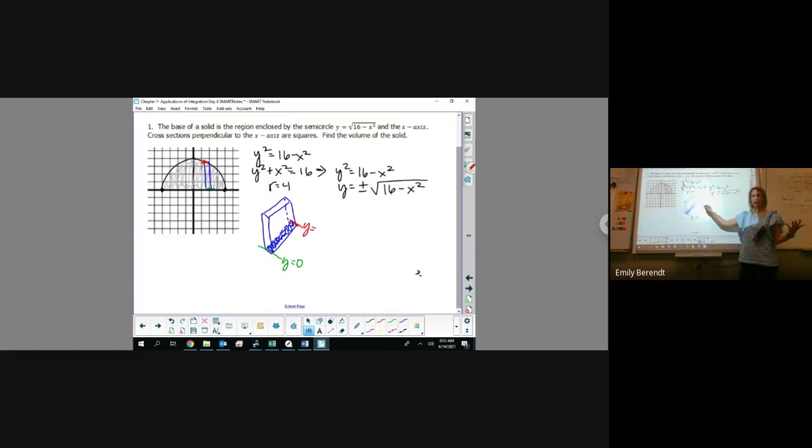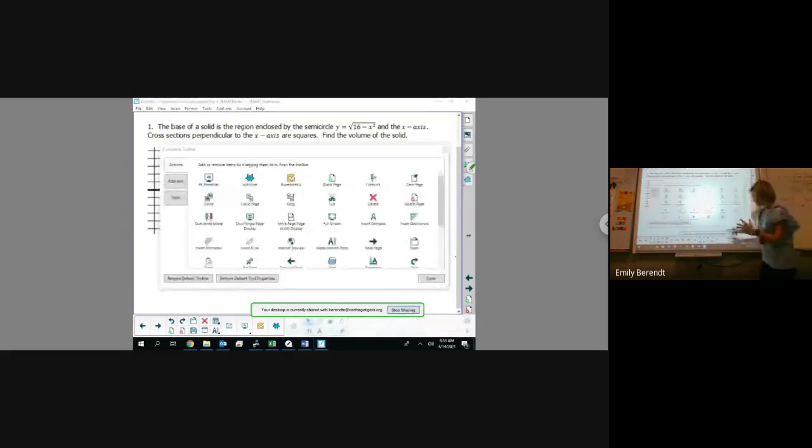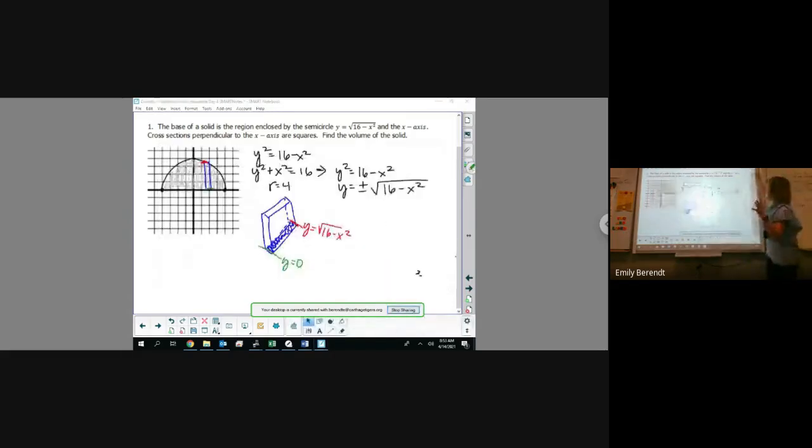y equals the square root of 16 minus x squared. So that's what you guys need to understand, that that rectangle that we just drew is the side of your square. Are we good with that so far? All right, so since our cross section is a square, give me a moment and let me get this out of there.